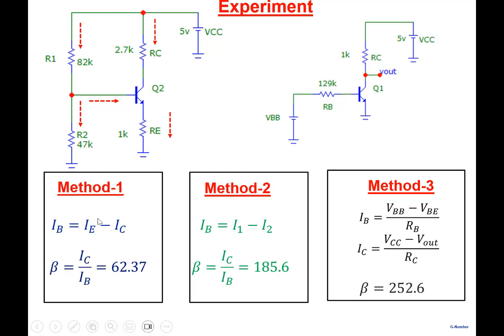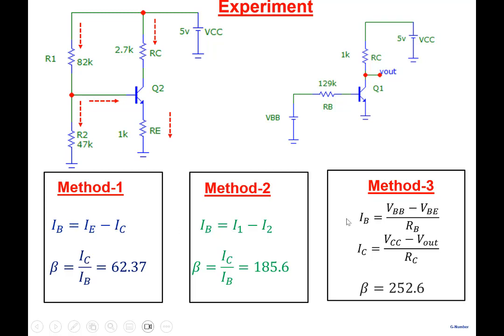So any error in measurement of emitter current or collector current is going to cause a big error in IB. Similarly, IB here is a difference between I1 and I2. In a properly designed amplifier like this, I1 is very close to I2 again. So I1 and I2 are also very close to each other. So any error in the measurement of I1 and I2 will also cause a very significant error in IB. So IB here in these 2 methods is highly error prone.